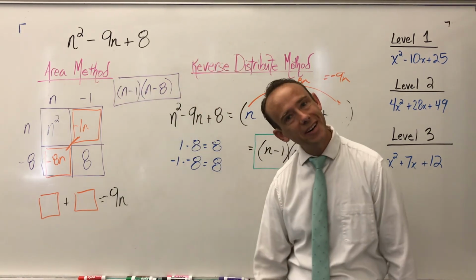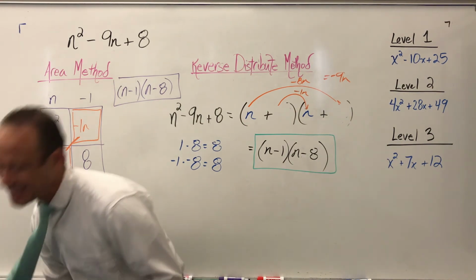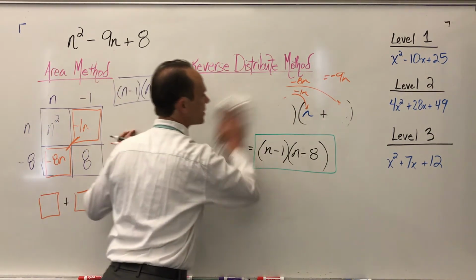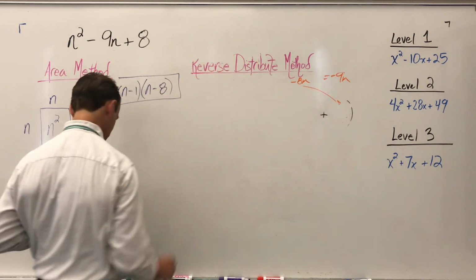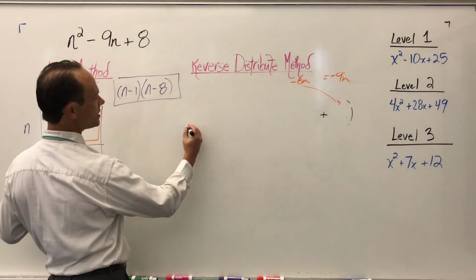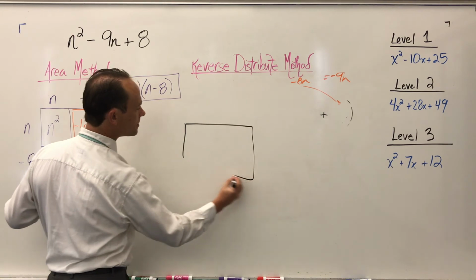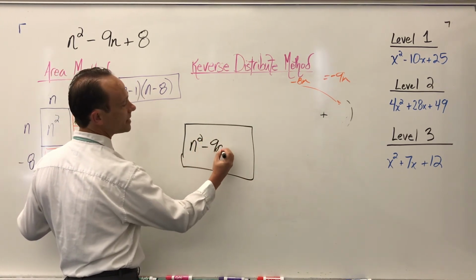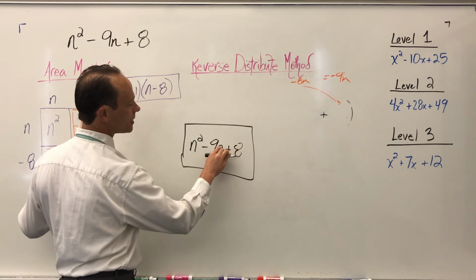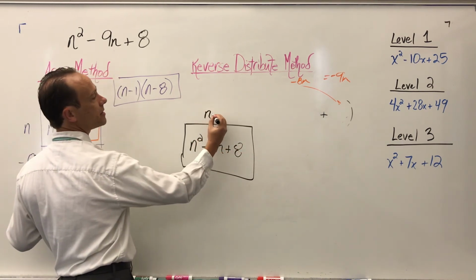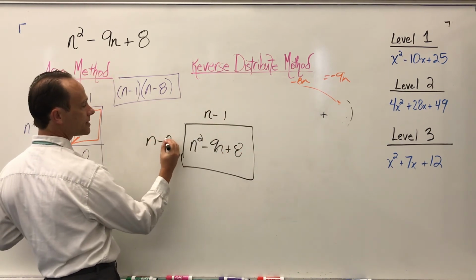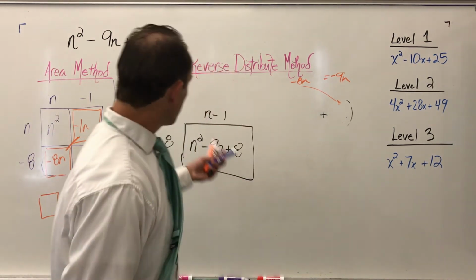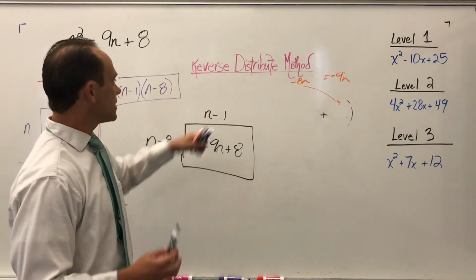Very, very good, everybody. Okay, oh my God. I'll tell you what. And so really what we're thinking about when we talk about the area is that at the end of the day, we have a rectangle whose area is n squared minus 9n plus 8, and whose dimensions are n minus 1, n minus 8.